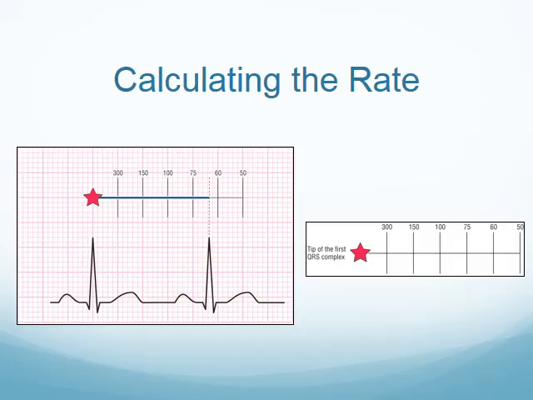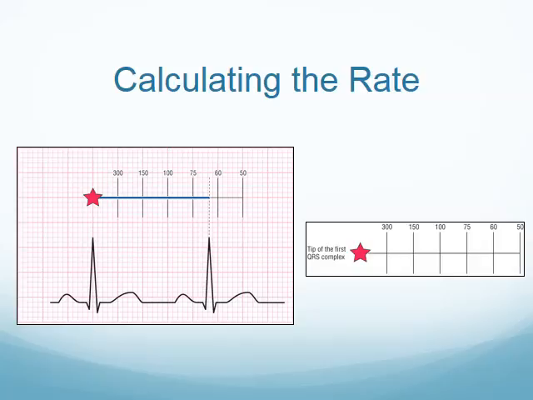So, another way to calculate the rate: we're going to look at a QRS complex that falls on a big line, and then we can use these numbers here to give us a general idea of just about where that patient's at as far as their heart rate.